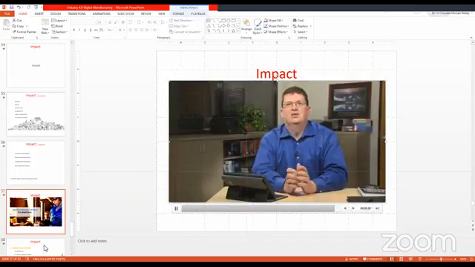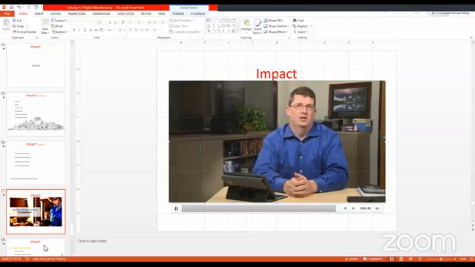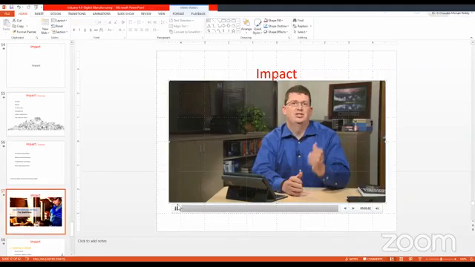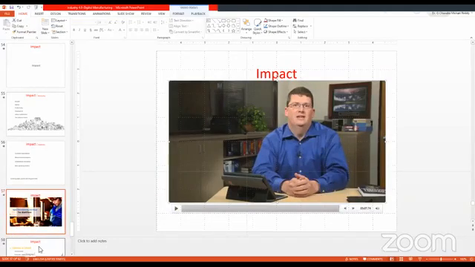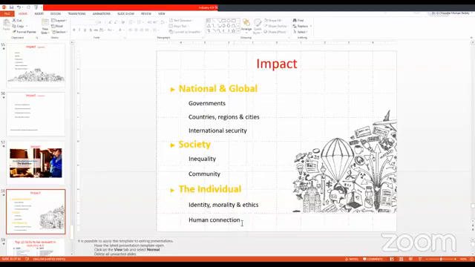The DMD revolution is going to open up even more opportunities for a skilled workforce, creating a market for higher paid workers who use their knowledge to impact the creation. So now it is open for MSMEs to really adapt digital manufacturing in a big way, as that is very much clear in the US scenario also. National and global, it is going to impact governments, countries, regions, international security, inequality, community, the individual identity, morality, ethics, and human connection. So this is another area requiring deliberations.